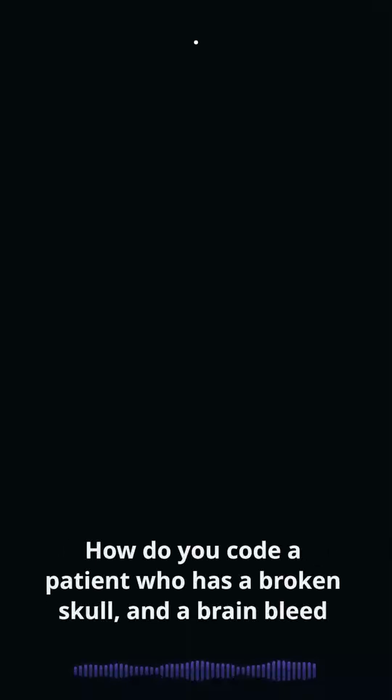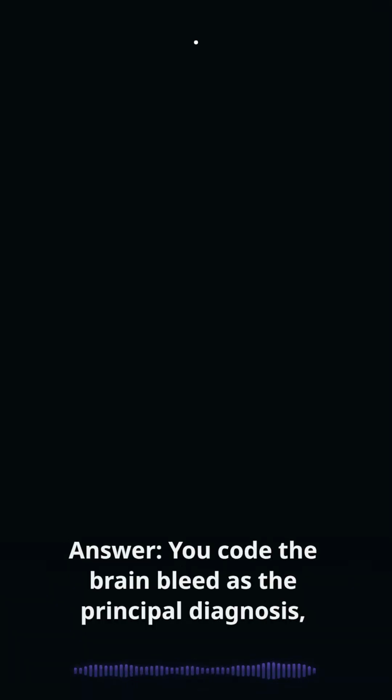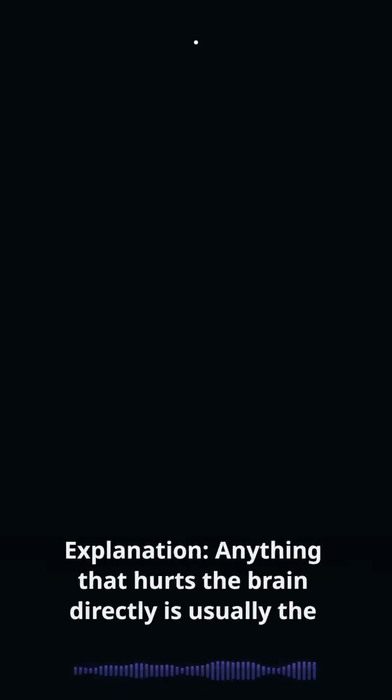104. How do you code a patient who has a broken skull and a brain bleed together? You code the brain bleed as the principal diagnosis because it is more life-threatening today. Anything that hurts the brain directly is usually the most important thing for the hospital doctors.